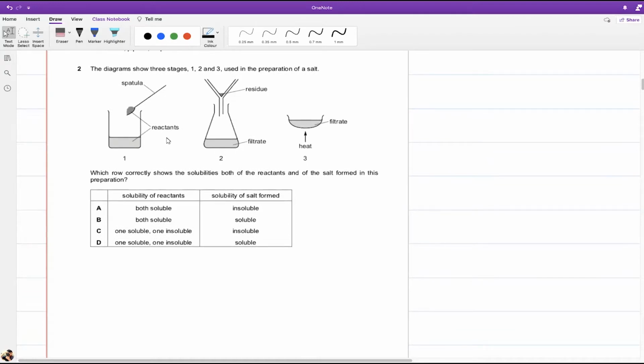Anyways, the diagram shows 3 stages, 1, 2, and 3. What's happening here? In the first one, they're dissolving it. In the second one, they're filtering. And in the third one, they're evaporating. All right. Which row correctly shows the solubilities both of the reactants and of the salt formed in the process? Okay. So what are they doing?